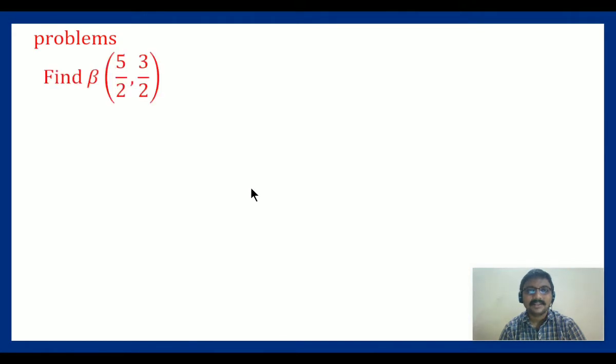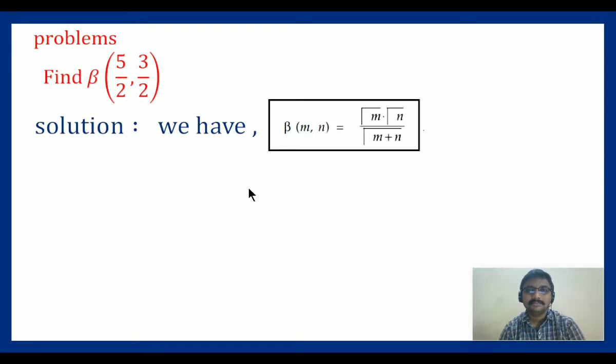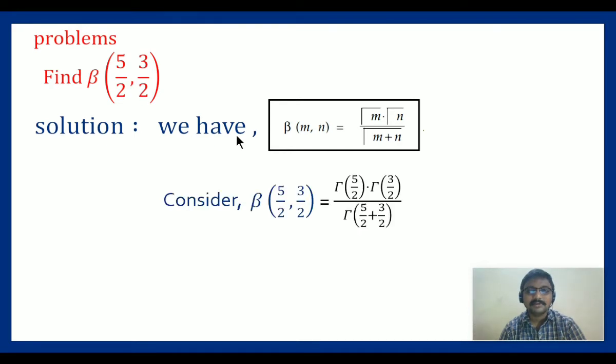Problems. Find beta of 5 by 2, 3 by 2. Solution, we will have beta of m, n. So what is the relation between beta and gamma? Beta of m, n is gamma of m into gamma of n by gamma of m plus n. Now comparing with beta of m, n, where m is 5 by 2 and n is 3 by 2. So replacing these values, we will have gamma of 5 by 2 into gamma of 3 by 2 upon gamma of 5 by 2 plus 3 by 2.